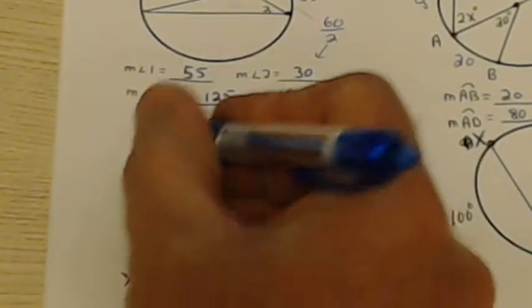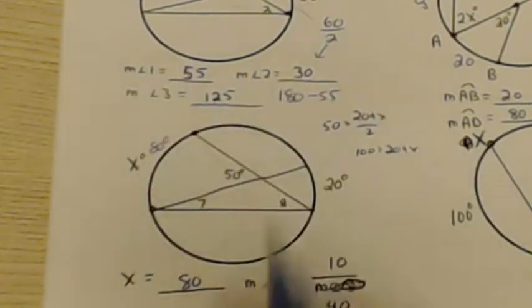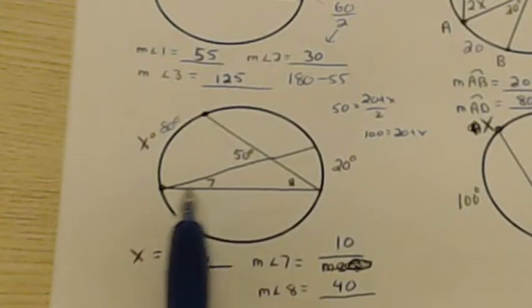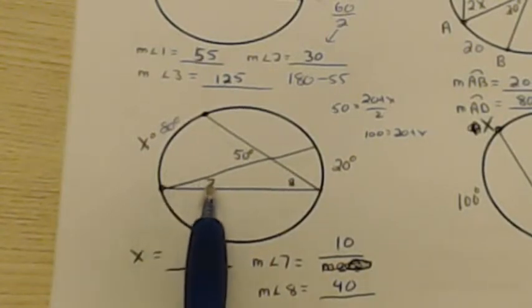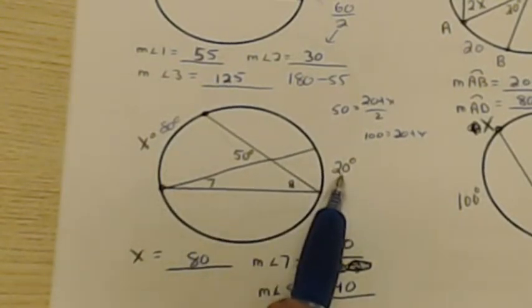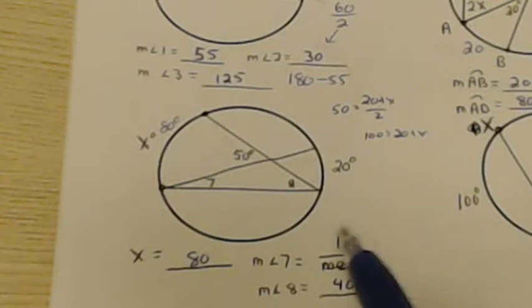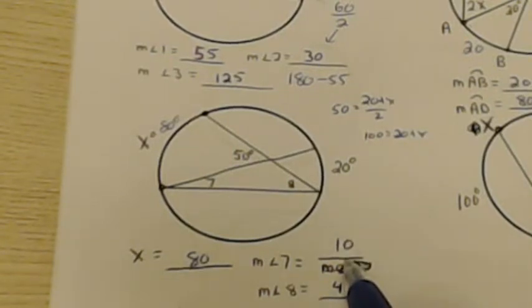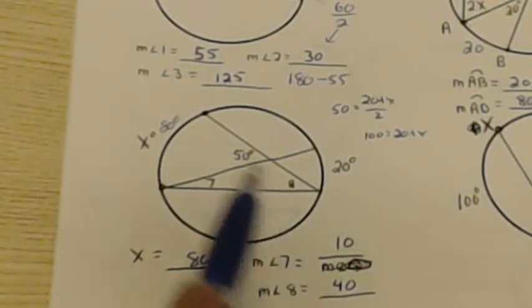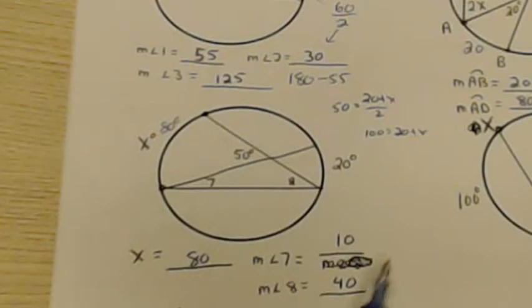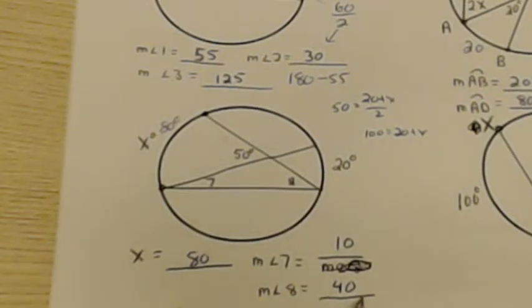Okay, so now I've got this 80 over here I can fill in. Angle 7 has its vertex on the circle, so it's half the arc it intercepts. It intercepts a 20. So angle 7 is 20 divided by 2. It's the 10 that we see right there. Angle 8 intercepts the 80-degree arc. Therefore, angle 8 is half of 80. It's the 40 you see there.